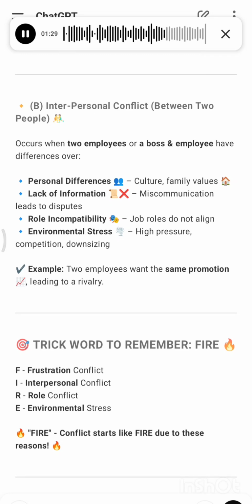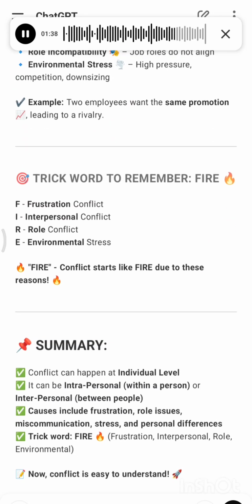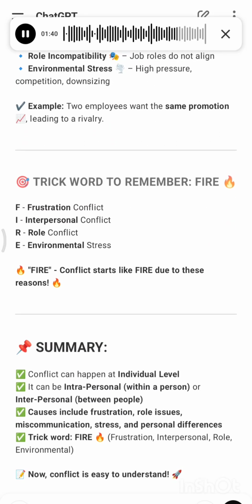Trick word to remember, FIRE. F, frustration conflict. I, interpersonal conflict. R, role conflict. E, environmental stress. Fire, conflict starts like fire due to these reasons.